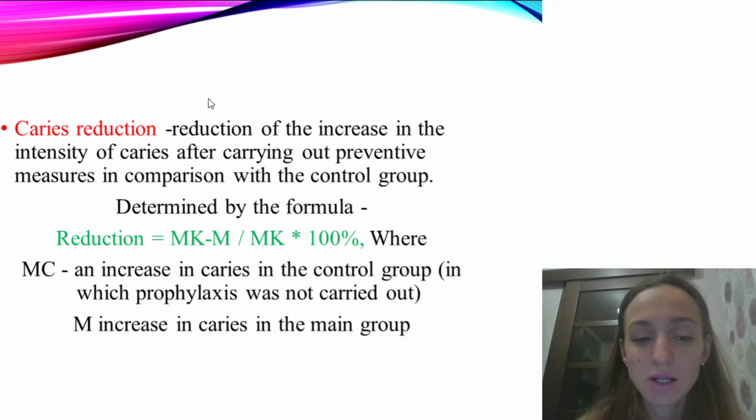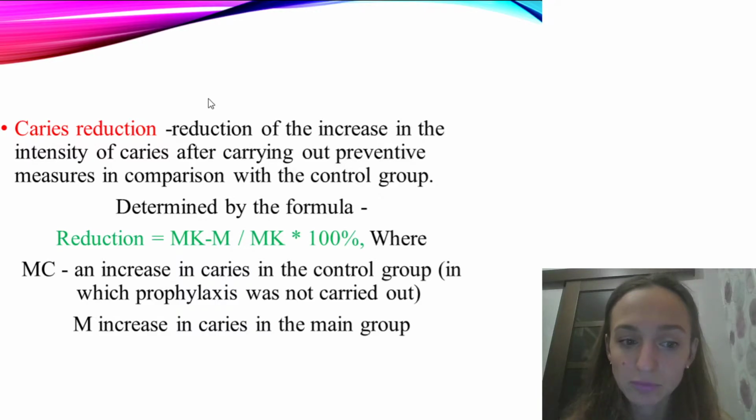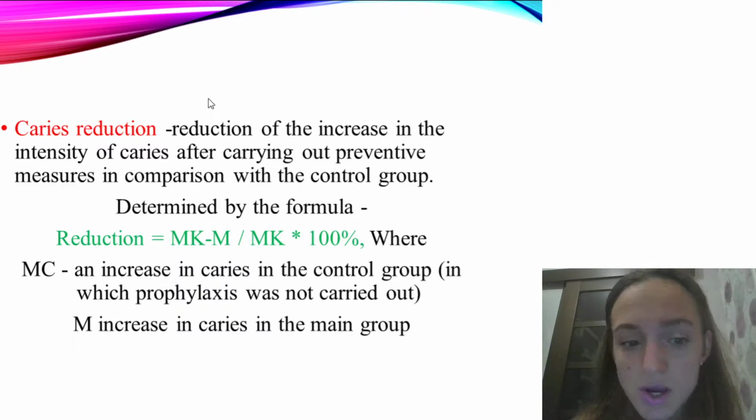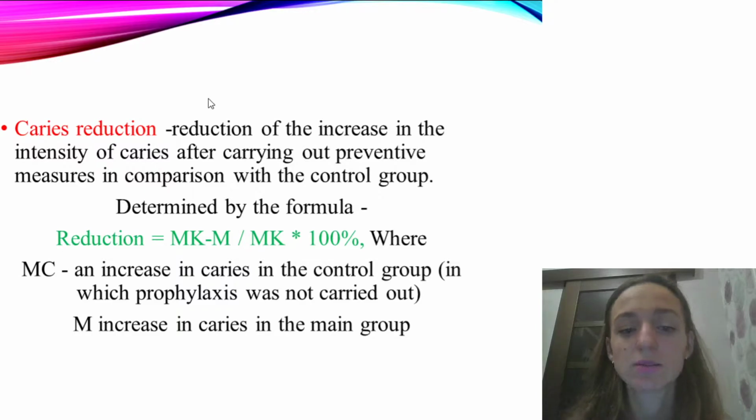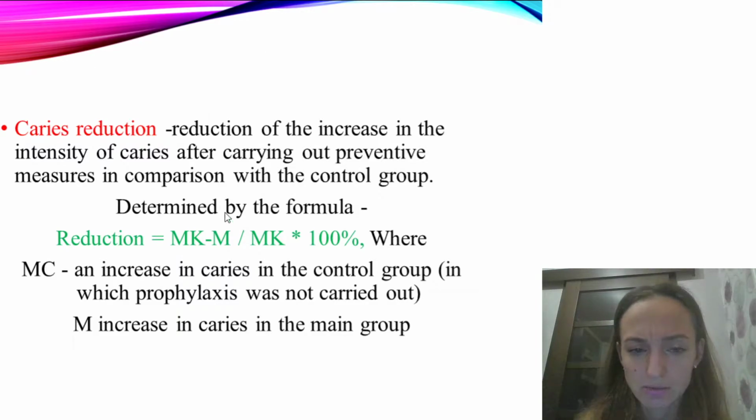And here you should determine it by the formula. Reduction equals MC minus M, divided by MC, times 100%, where MC is the increase in caries in the control group, in which prevention was not carried out, and M is the increase in caries in the main group. Sorry, here I made some mistakes, MC and M.